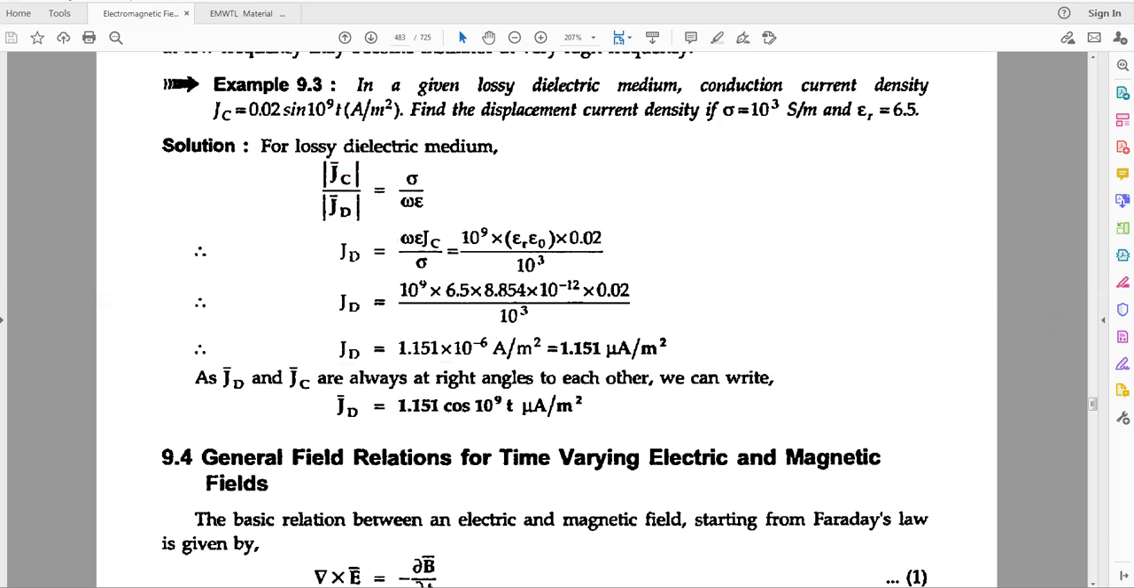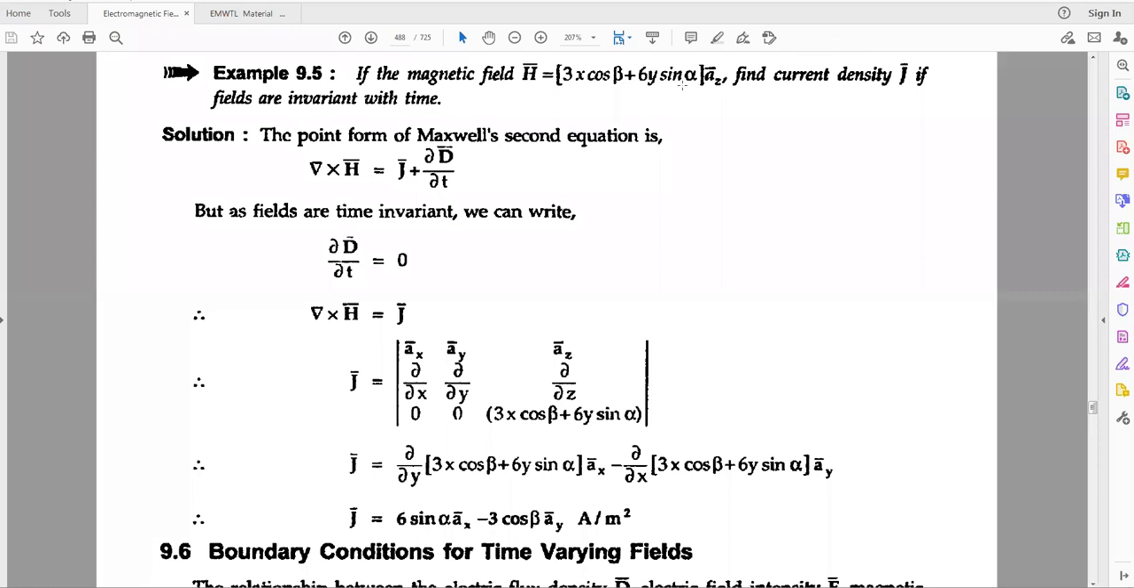Coming to the next example. If the magnetic field H bar is equal to 3x cos beta plus 6y sin alpha AZ bar, find the current density J bar, if the fields are invariant with the time.